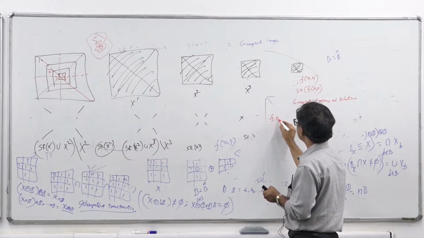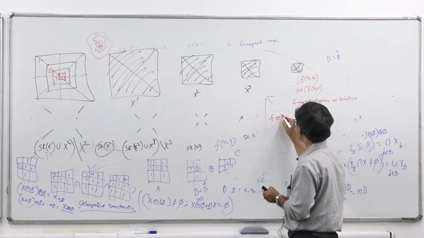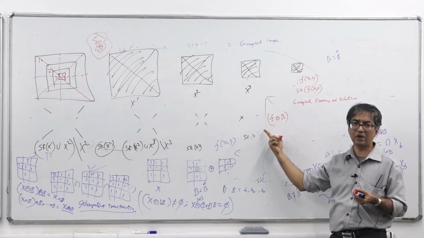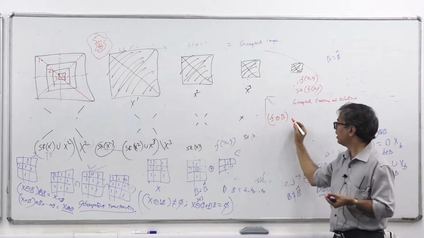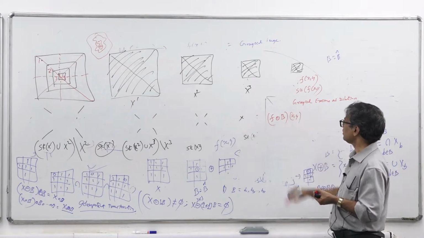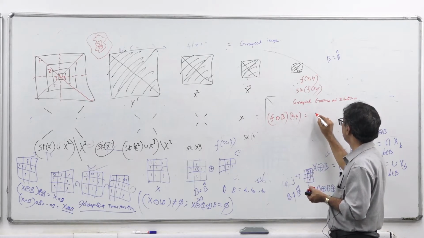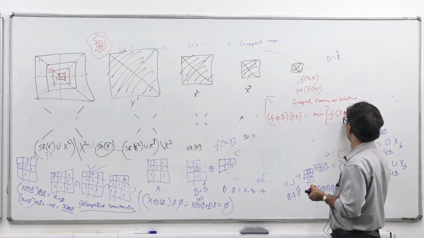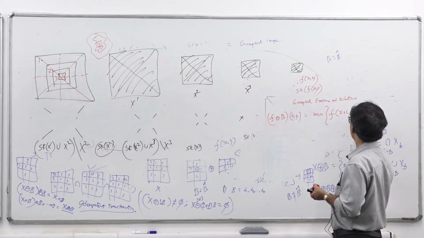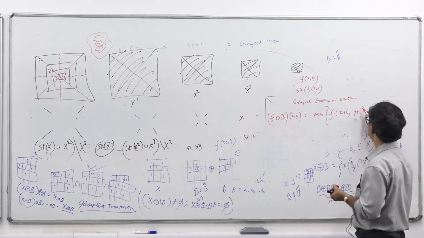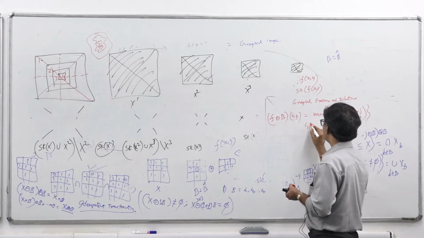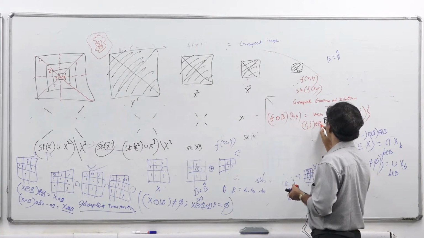And the notations are the basic differences. F eroded by B, where for the function we always use f of xy, is written as the minimum of f of x plus i, y plus j, where ij belongs to B.